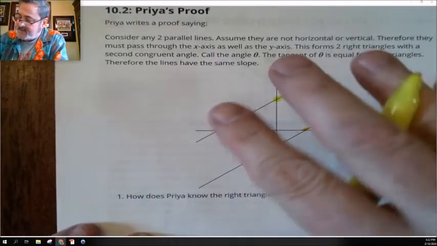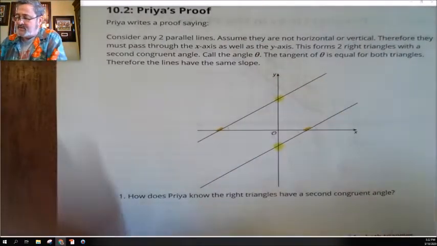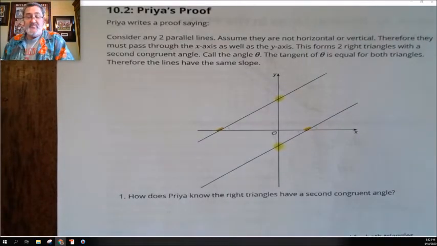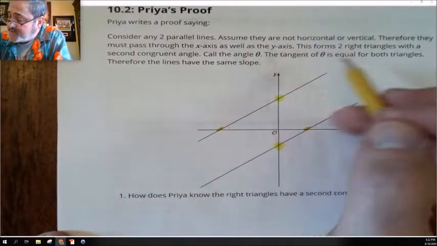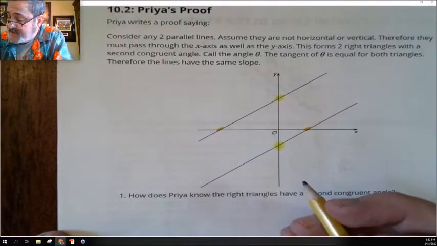If we had steeper lines, more slanted down, it might not be visible where it does, but it would eventually. We know that because the lines go forever in every direction. So it will cross through both of them. So this forms two right triangles with a second congruent angle.